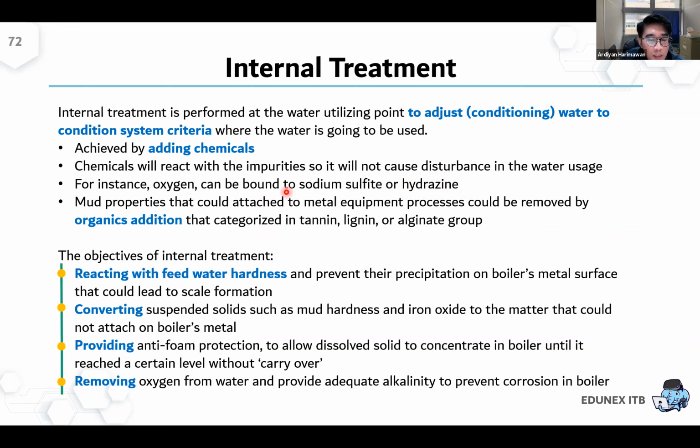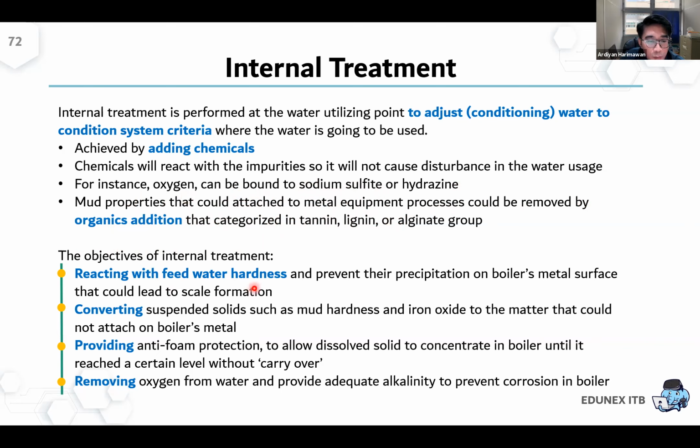Or if you have suspended solids or chemicals that may accumulate on the surface of the equipment, like the tubes of the boiler, then we can add other chemicals to remove the accumulated stuff. We call it mud properties that attach to the metal equipment. It can be removed by adding organics. The purpose of adding this organic is to dissolve the mud. So this is the purpose of the internal treatment.